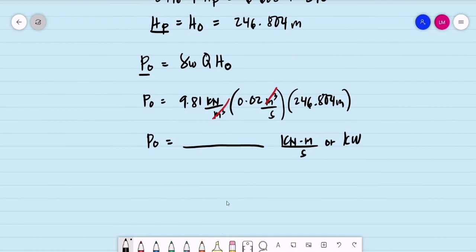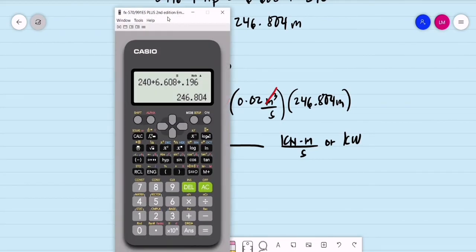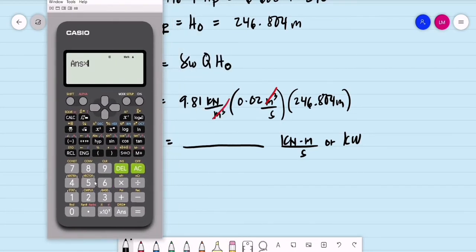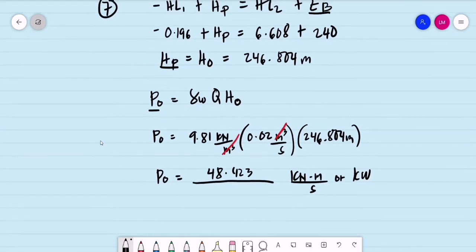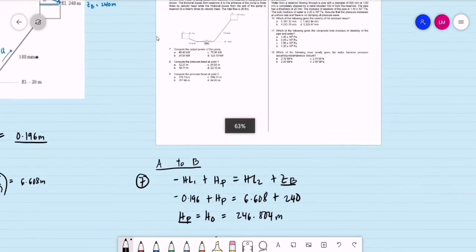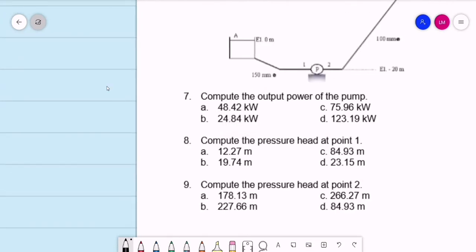Okay, compute natin yung value. So this is multiplied by the head output times 0.02, the discharge times gamma water, 9.81. So this is equal to 48.423 kilowatts. Okay, check natin kung meron yan sa value sa choices sa number 7. 48.423. Okay, ang pinakamalapit na sa choices, we have 48.42 kilowatts. So that is, okay, for problem number 7.